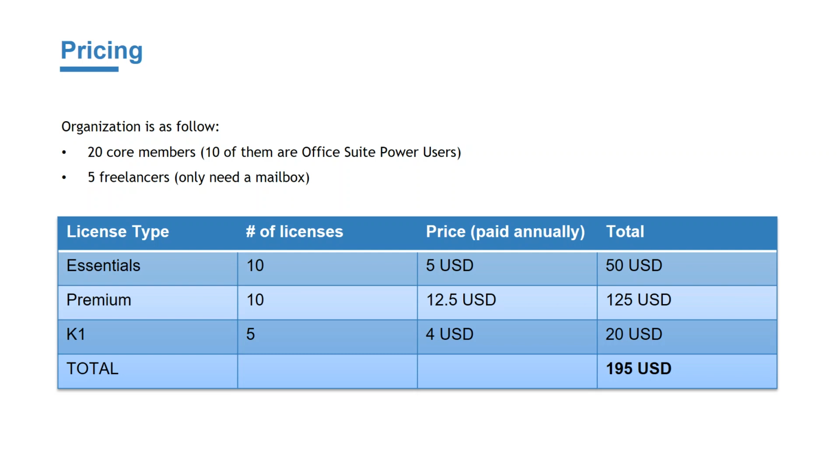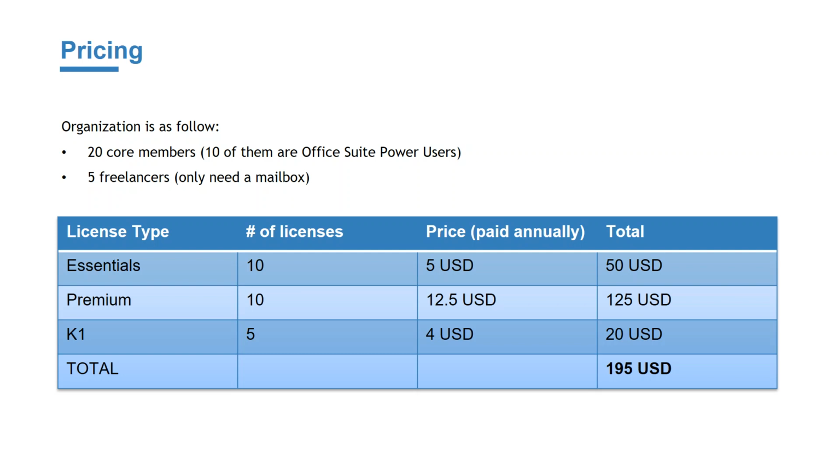And then for the freelancers, it's really people that just need an email box that contains our domain, like at johndoe.com, just so that they can interact with the clients or interact with the internal team. Most likely, although it's an enterprise license, I'm going to use the K1 license because of the cost, and I'm going to put 5 of them towards that $4 per month if paid annually, and that will come up to $20.